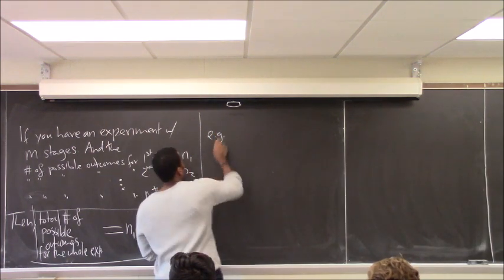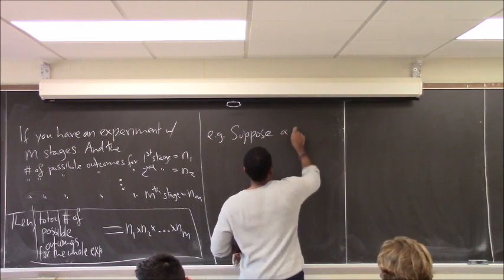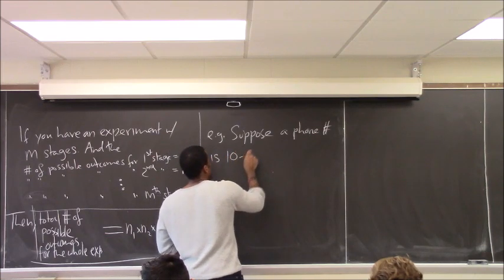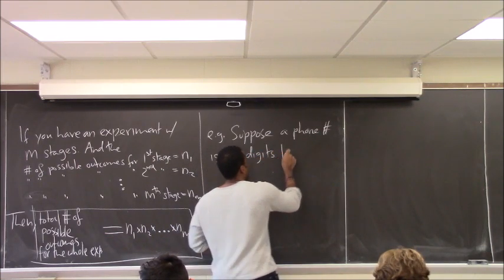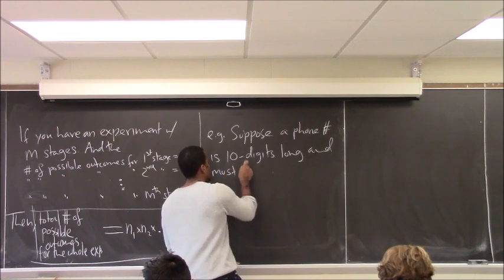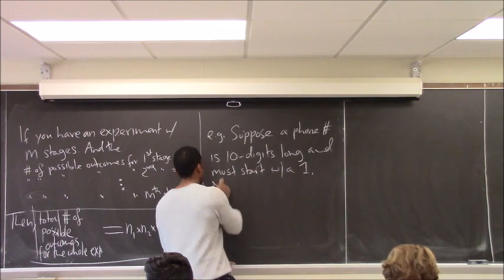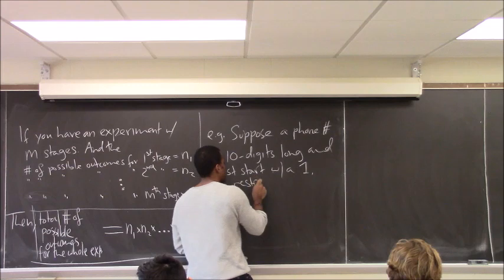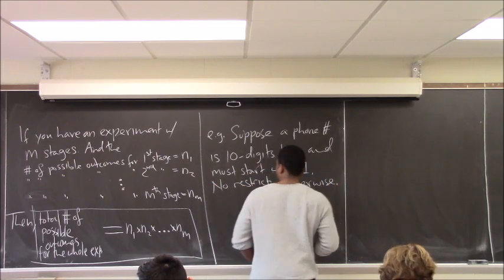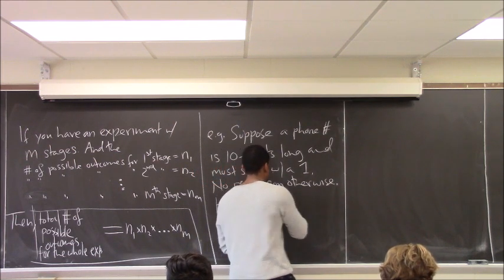Silly example. Suppose a phone number is 10 digits long and must start with a 1, no restriction otherwise. How many phone numbers are there?